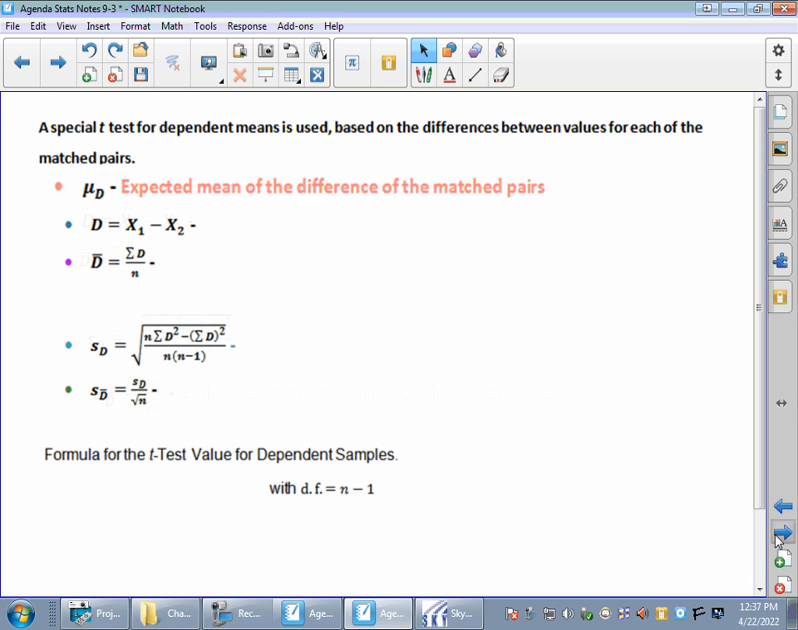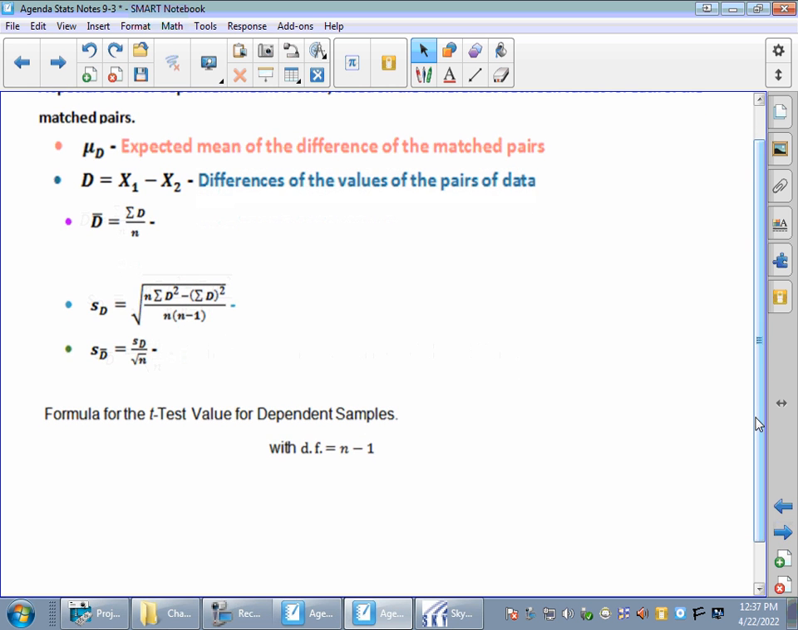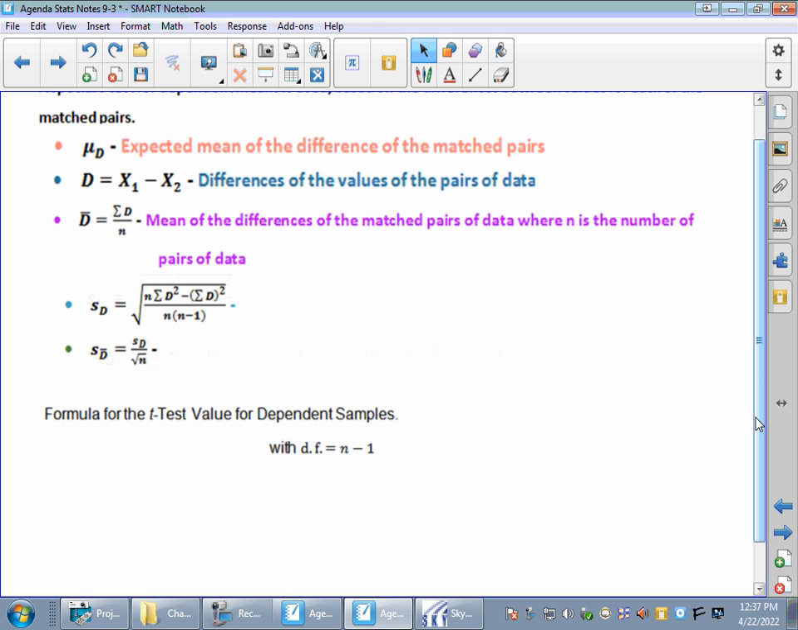The second bullet is D for difference. So difference is the difference, subtraction, x1 minus x2. It's the difference of the values of those matched pairs of data. For each pair, we've got to do a subtraction. D bar: we know x bar is the mean of the sample, right? Well, D bar is the mean of the differences. To calculate that, it's the sum of our D, or differences, divided by the number of pairs. So it's just finding the average of the differences. n is the number of pairs of data, so how many pieces of data you have in each sample.